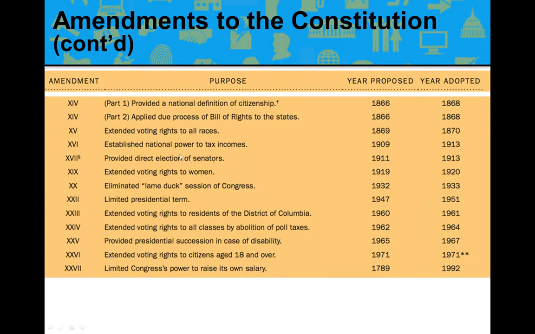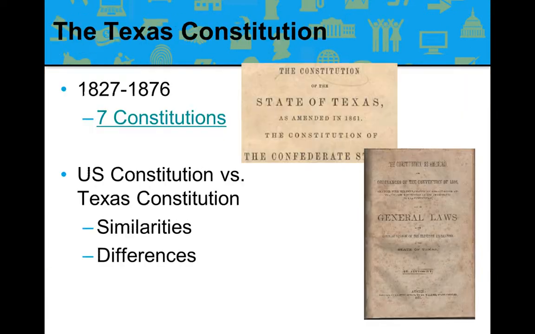And so you can just see here the Constitution has only been amended 27 times. So while it's still quite flexible, it's what is called an enduring or living document. And the number of times it's been amended has been minimal, given its over 200 years of existence.